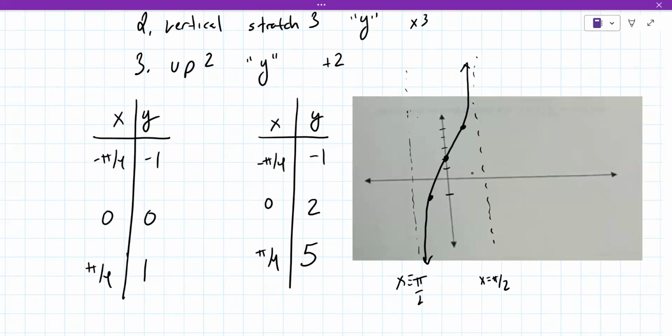Wait, how did you graph the pi over 4? It is right between 0 and pi over 2, right in the middle. So I guess you could even do that, pi over 4 and minus pi over 4 there.